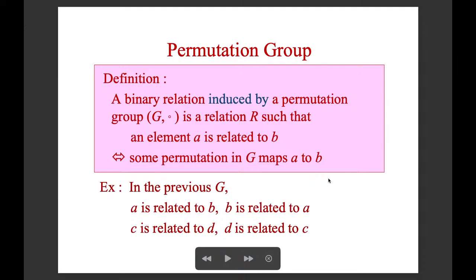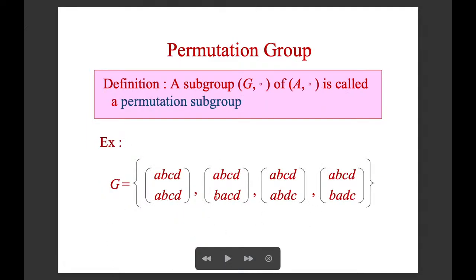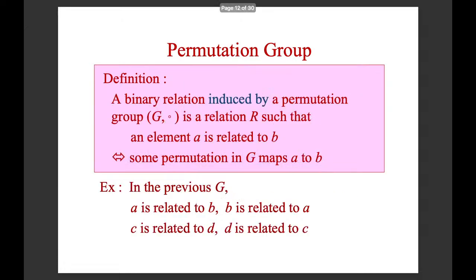Now, first of all, based on a certain permutation subgroup, we can use this subgroup to define whether two items in the ground set are related or not. So two items here, say A and B from the original set, the ground set, are related if, for some permutation, A is mapped to B.